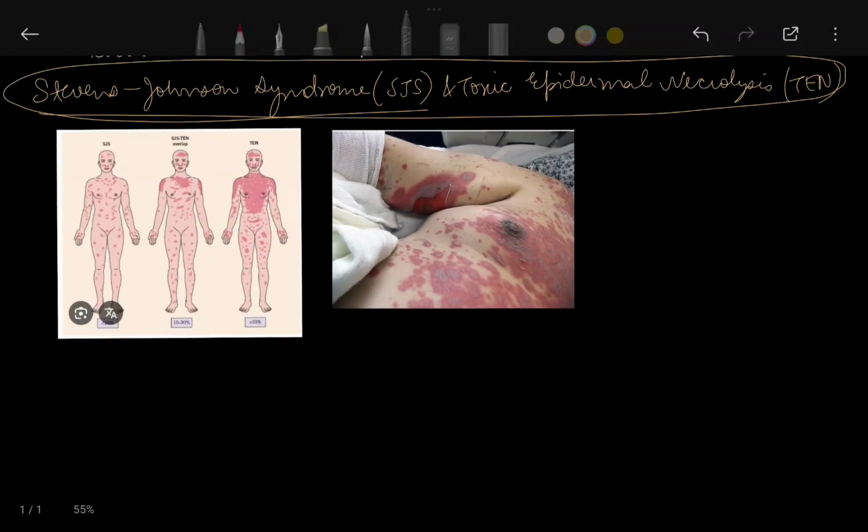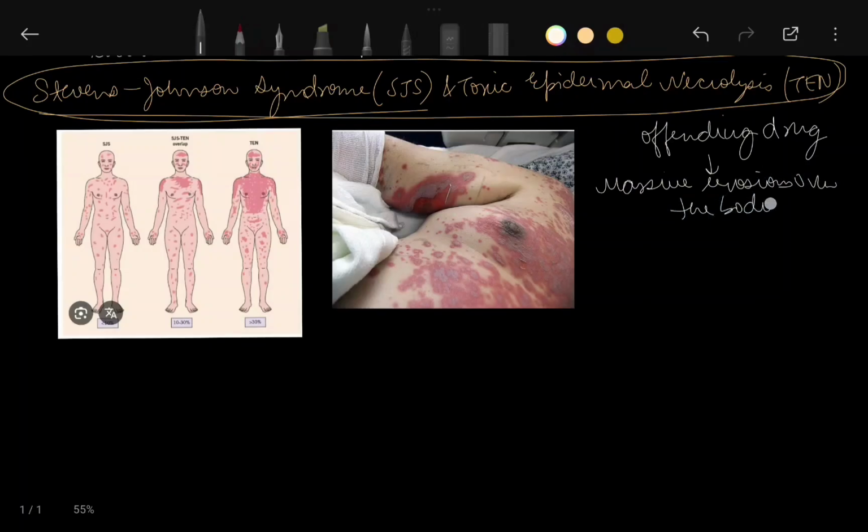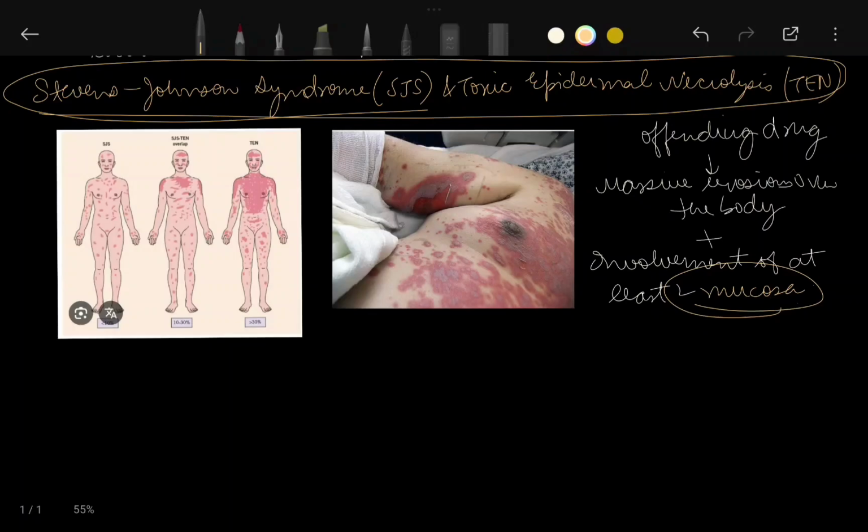Now what happens is, when there is intake of the offending drug, massive erosions over the body are seen, plus there is involvement of at least 2 mucosae. Okay, there is involvement of at least 2 mucosae. That is important. Now this is the image of Stevens-Johnson syndrome and toxic epidermal necrolysis. We can also see that.